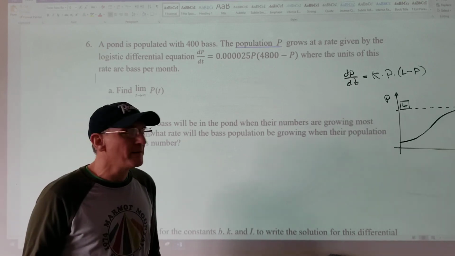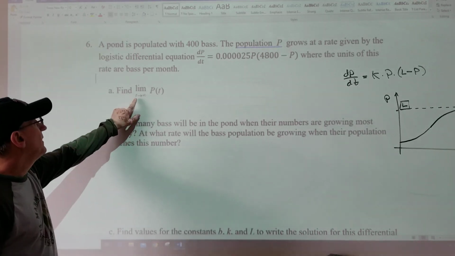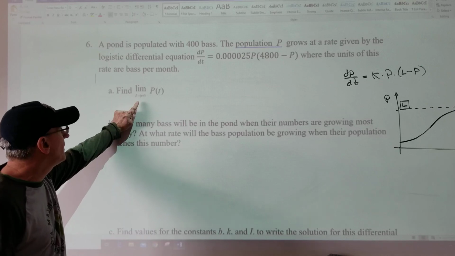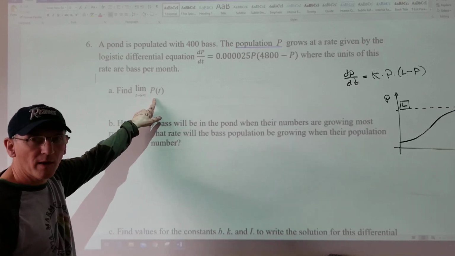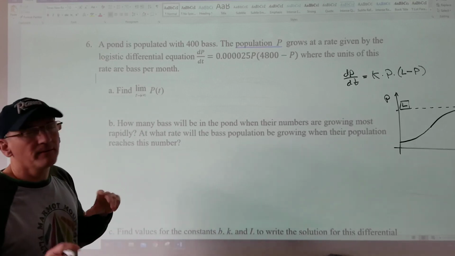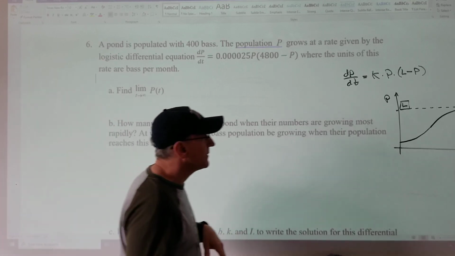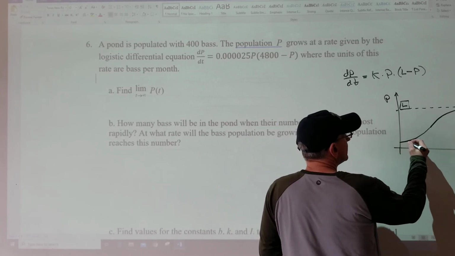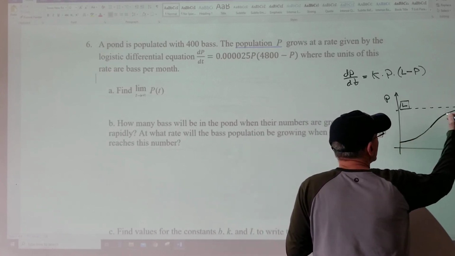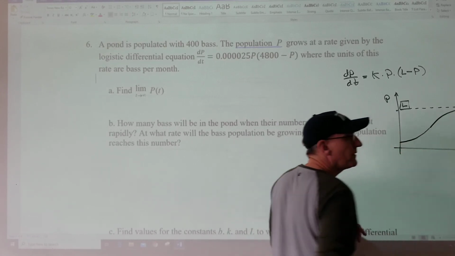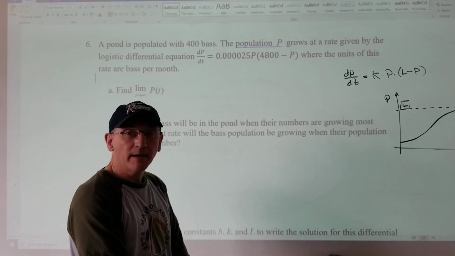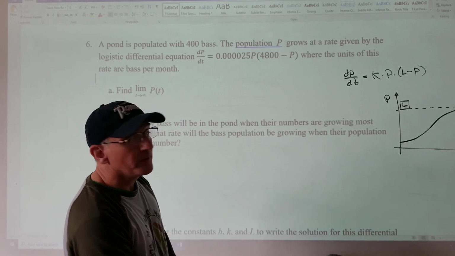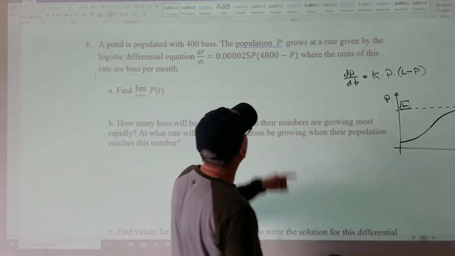Let's see if we can answer some of these questions now. The first one is, what's the limit as t goes to infinity of p, population? What's the limit as t goes to infinity of the population? Okay, that's a very symbolic way of asking this question. If population is allowed to grow and grow and grow and grow, it will eventually reach an upward bound it cannot get above, and that's that carrying capacity. And in the differential equation, that's found right here.